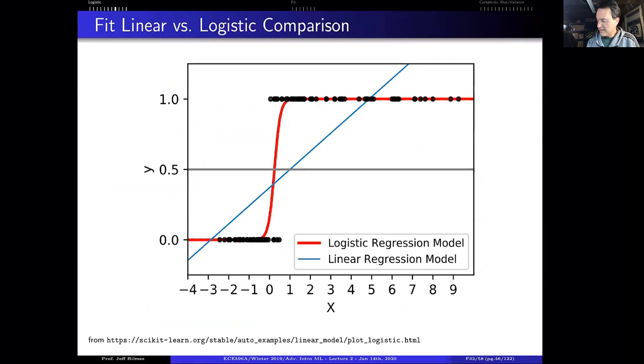And here's an example, by the way. This is actually from scikit-learn, of training a linear regression model versus a logistic regression model for binary data. The data set consists of zeros or ones for different values of x. In this particular case, the input x is one dimensional, so m is equal to 1.